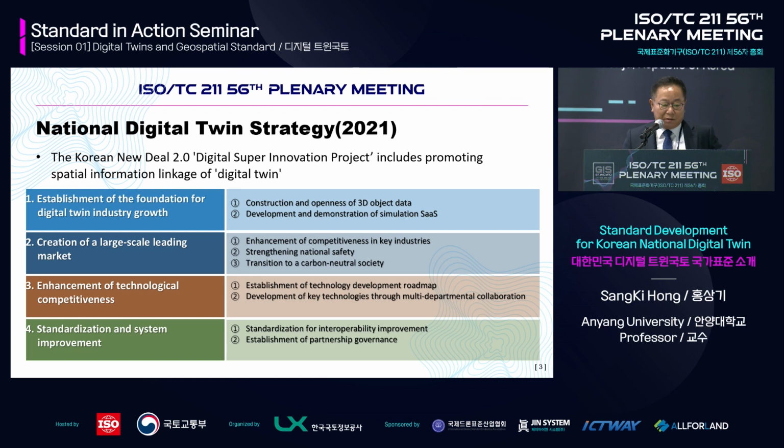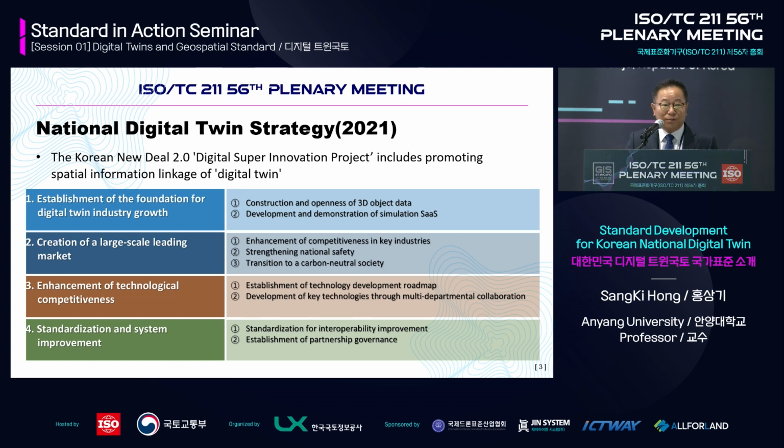Korean government has this Korean National Digital Twin Strategy. It is part of the Korean New Deal 2.0 Digital Super Innovation Project, and includes using spatial information linkage for national digital twins. So the strategy has 4 components. One is to establish the foundation for industry growth for digital twins. The second one is the creation of a large-scale leading market and enhancement of technological competitiveness, mainly focused on research and development, and finally standardization and system improvement.